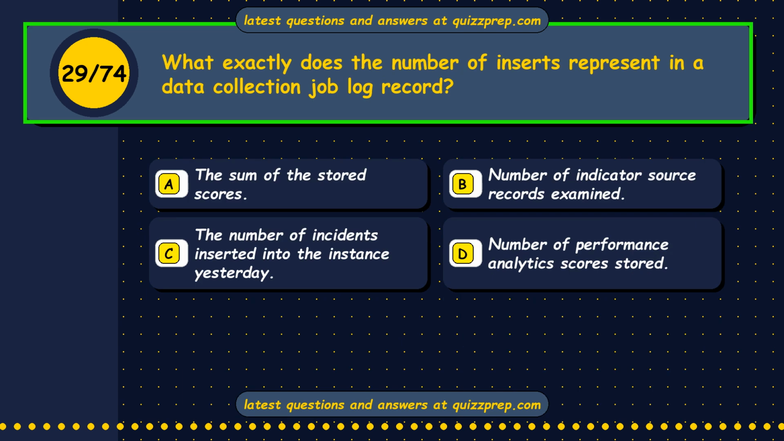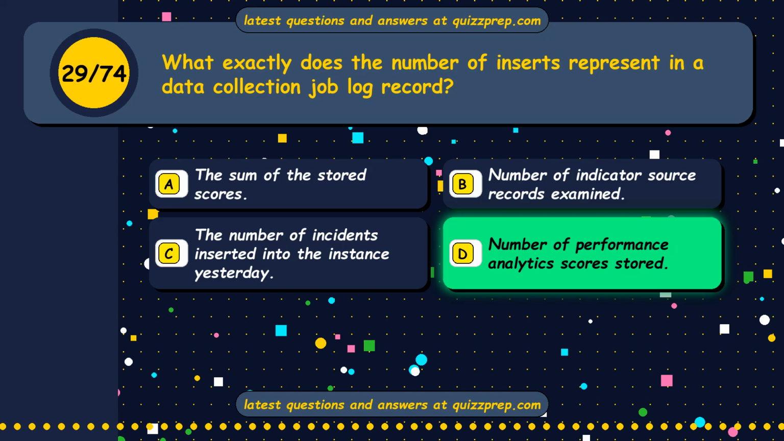Question 29. What exactly does the number of inserts represent in a data collection job log record? Option A, the sum of the stored scores. Option B, number of indicator source records examined. Option C, the number of incidents inserted into the instance yesterday. Option D, number of performance analytics scores stored.